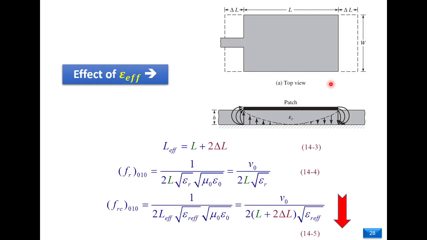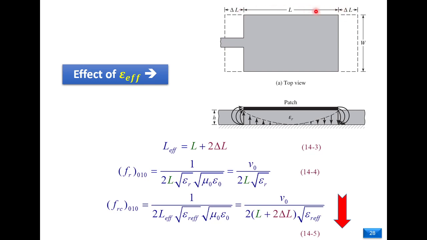So why are we interested in this? Because this epsilon effective is affecting the behavior. So the microstrip line is working like this. We have the length. The length is about lambda by 2. This slot and this slot, this part of the microstrip and that part, are the radiating slots. And this is where we get radiation from.